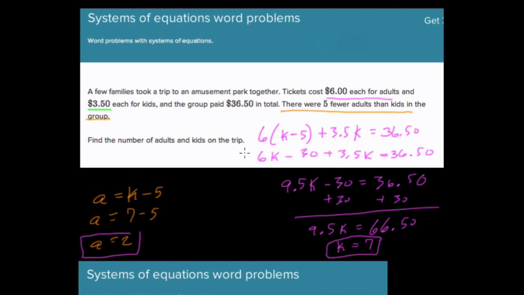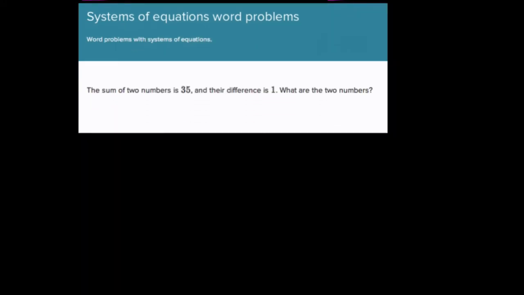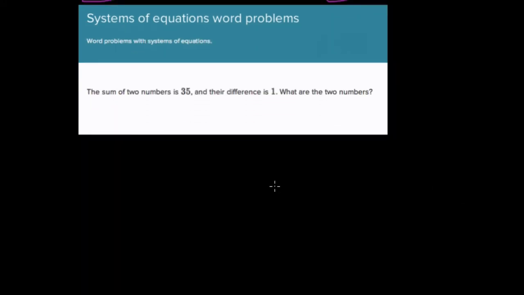Plug it into your original equation, 6A, 6 adults, plus 3.5K equals 36.50, and you'll see that this will work as well. It's a really good idea to plug it into both. Then you get equations like this, which can be solved by pretty intuitive guessing. Though it's good practice to develop your algebra skills here.